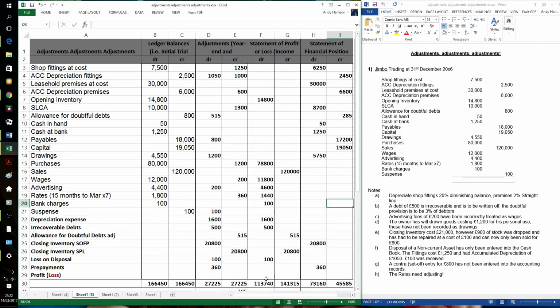More income or more credits than debits. Get the right number. 141315. 25575. Does this balance? Yes, it does. We're done.